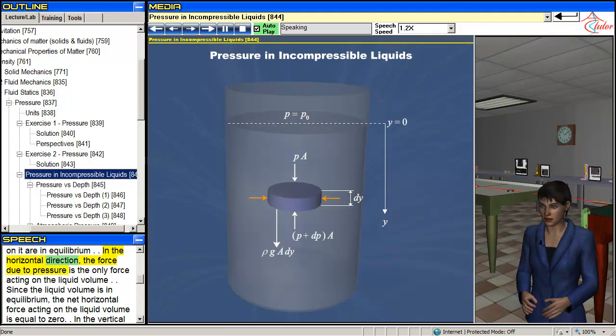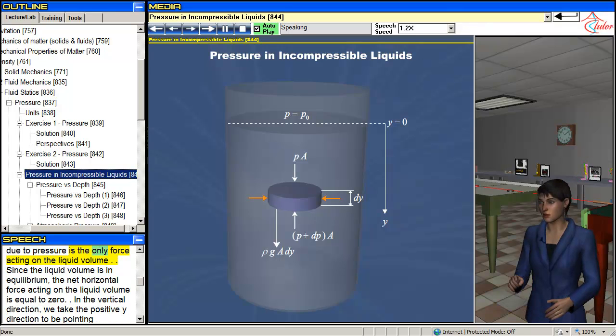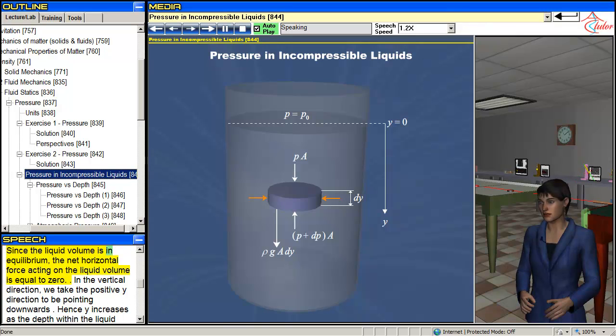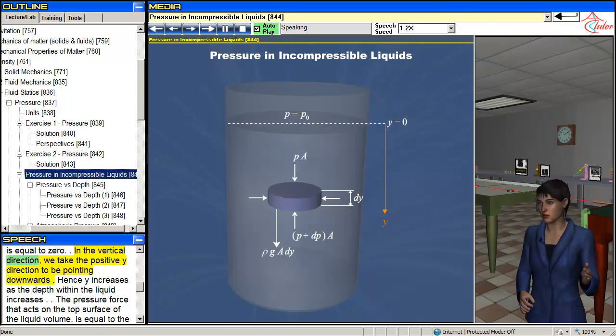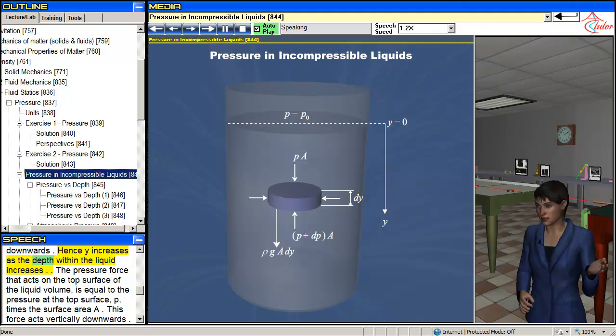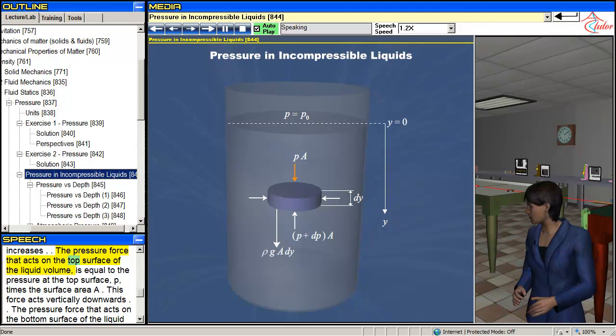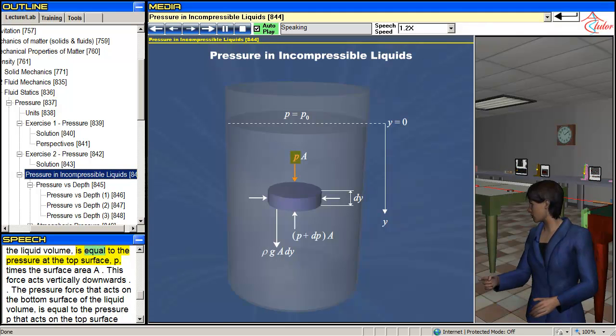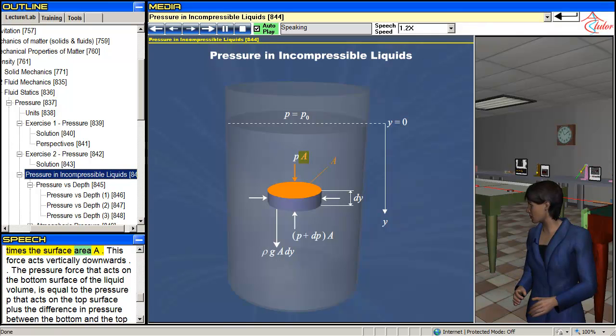In the horizontal direction, the force due to pressure is the only force acting on the liquid volume. Since the liquid volume is in equilibrium, the net horizontal force acting on the liquid volume is equal to 0. In the vertical direction, we take the positive y direction to be pointing downwards. Hence y increases as the depth within the liquid increases. The pressure force that acts on the top surface of the liquid volume is equal to the pressure at the top surface, P, times the surface area A. This force acts vertically downwards.